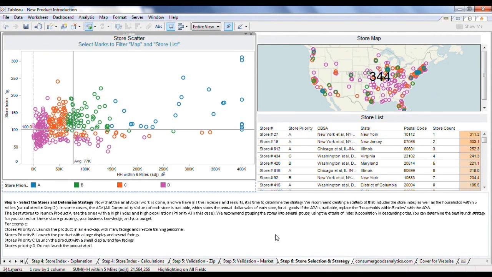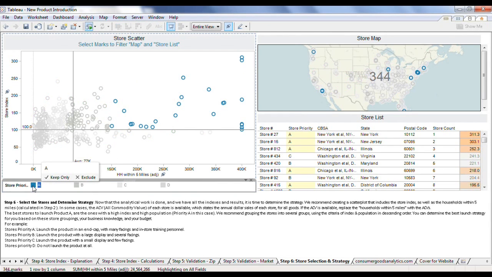So the last step in the process is to determine your selection strategy. Our recommendation for this step is to look at the index of each of the stores, but also the households that live around each of the stores. There are some of the stores that have a great index, but there's very few people living around them, so we don't recommend putting a lot of effort to launch a new product in this store. But the stores that have a high population and a high index are the best ones to launch the product.